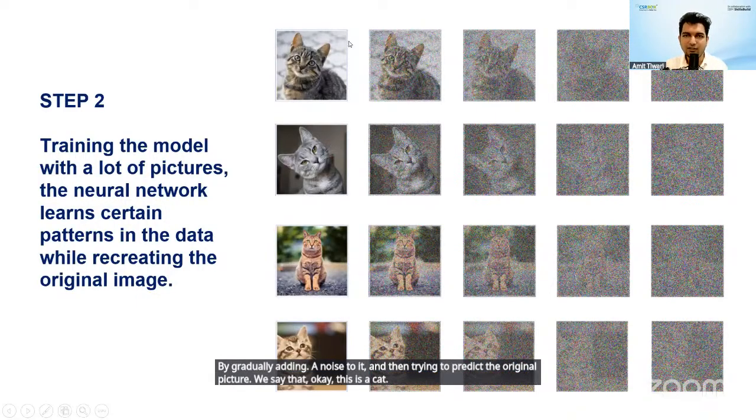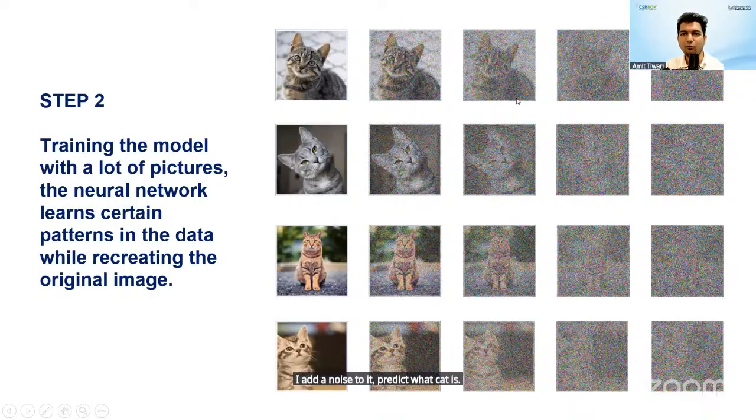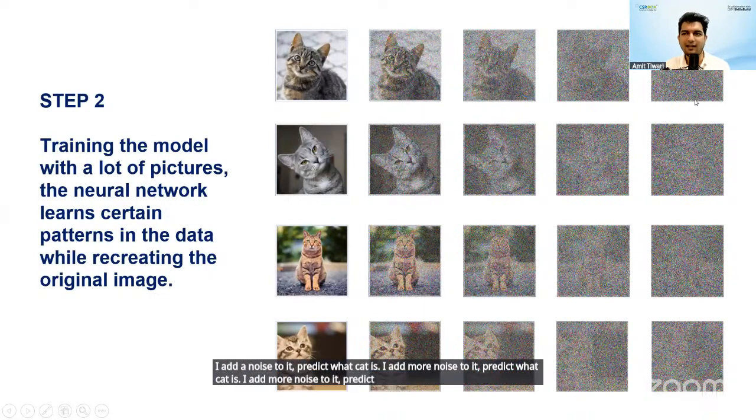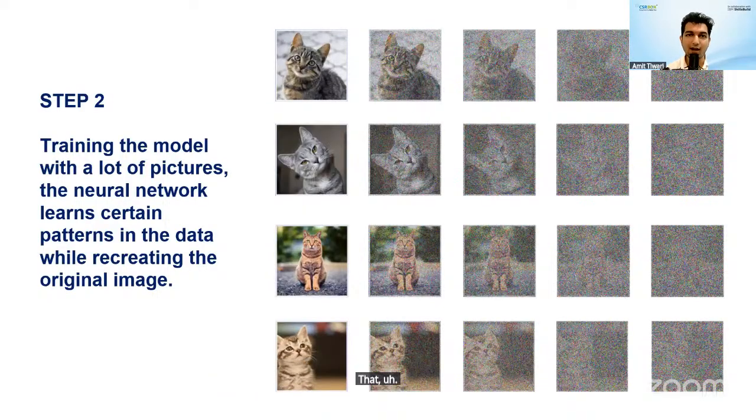I add noise to it, predict what the cat is. I add more noise to it, predict what the cat is. I add more noise again, predict what the cat is. And in that process, learn the parameters that are required to generate this cat image from a random image like this.